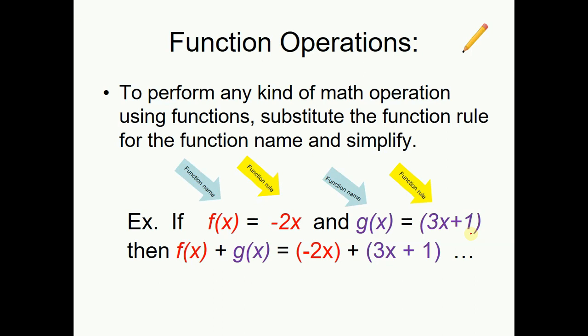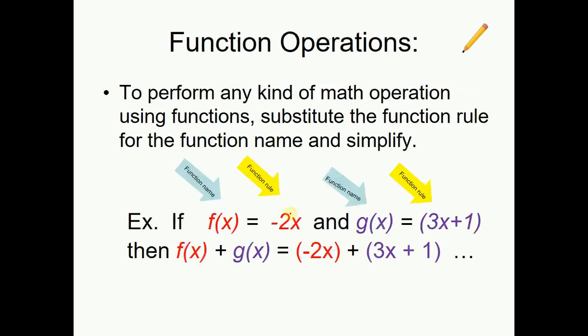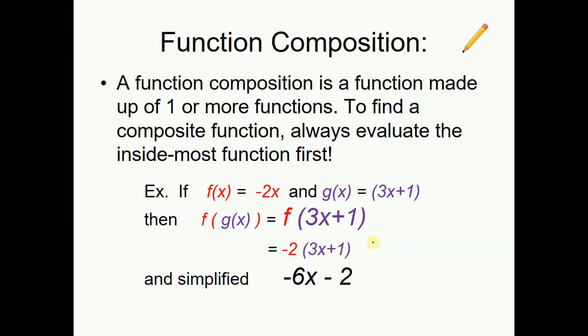So if I want to take f of x and add g of x to him, I have to take whatever f of x is, negative 2x, and add on g of x, which is 3x plus 1. In this case, I would get an answer of x plus 1, because negative 2x and 3x together combine to give me 1x. And then that plus 1 just has to stay there. You can do the same thing with function compositions. Now, function compositions is a little bit different. Function compositions is when you take a function and make it up of one or more functions.